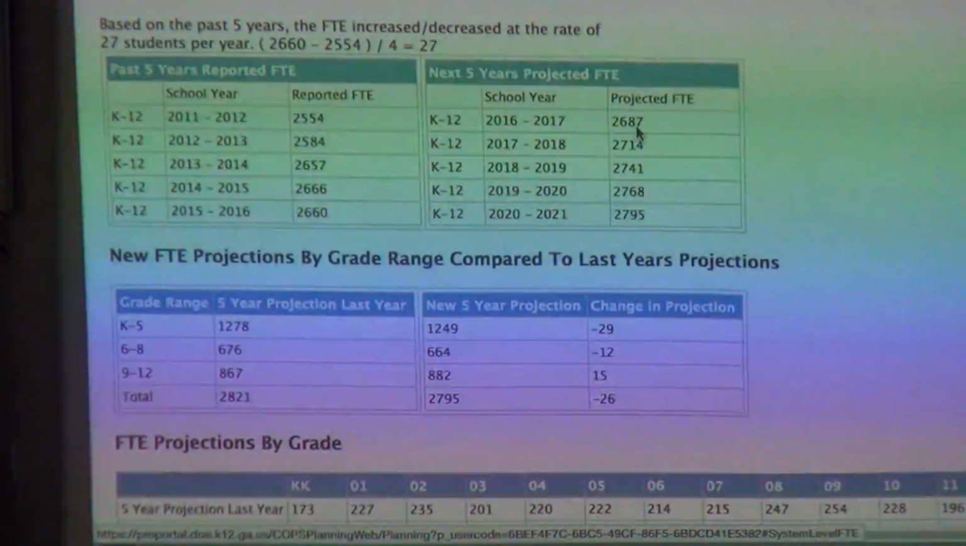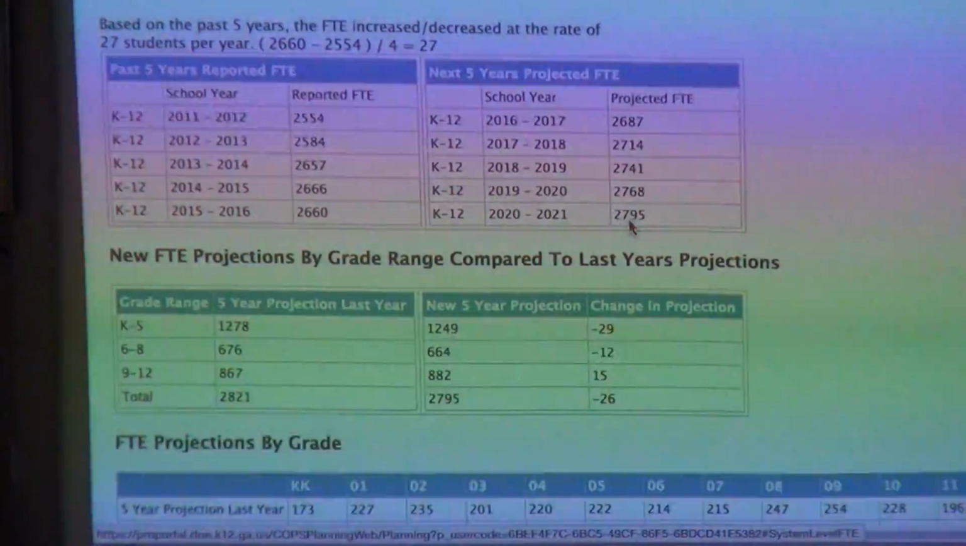2017 they added 27 to that to get 2687. So they're going to add that 27 more students on every year. So your 2021 projection is 2795. So for the purpose of planning by the DOE, that number right there is the number that they're going to go by to determine what your space needs are.